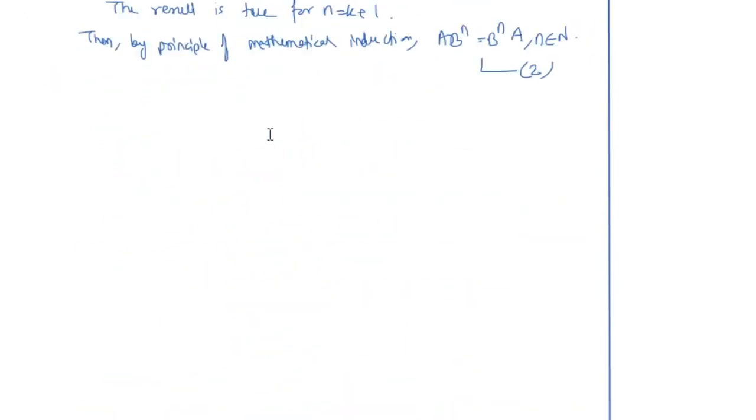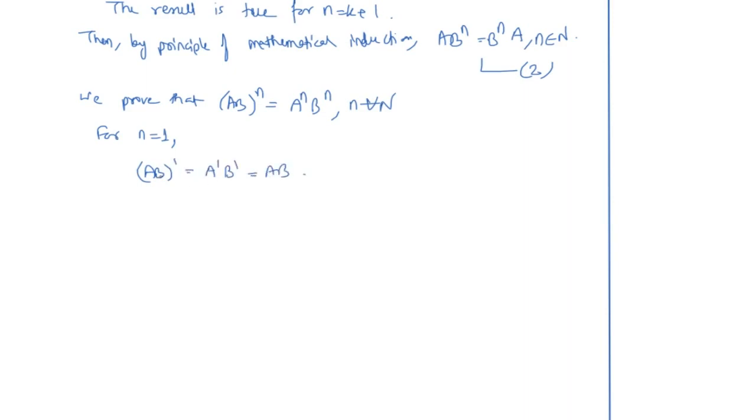Alright, so we have assumed this to be condition 2. Once again we prove that (AB)^n is equal to A^n B^n for all n belonging to the set of natural numbers. For n equal to 1, we get (AB)^1, which is equal to A^1 B^1, and that is equal to AB. So we can see that the result is true for n equal to 1.